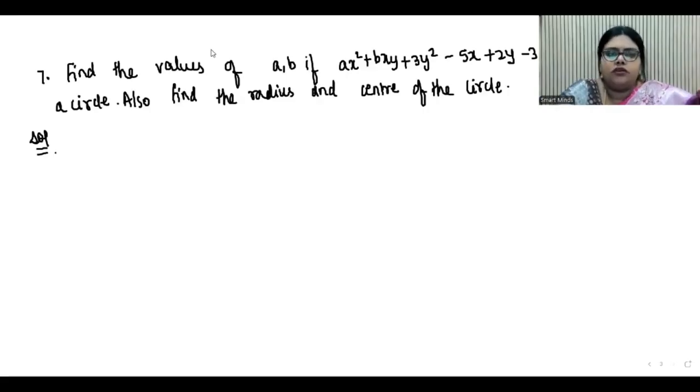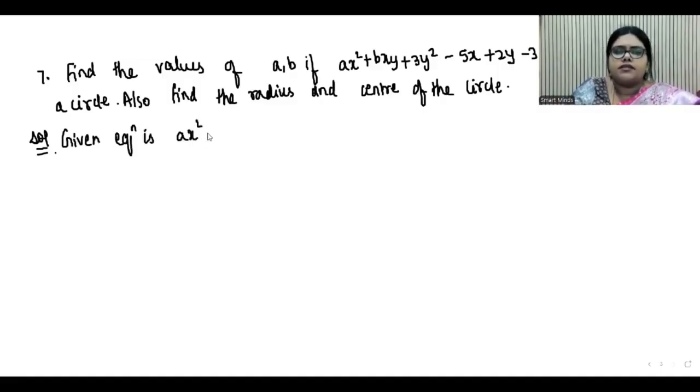Now take the next question. Question number 7. Find the values of a, b if ax square plus bxy plus 3y square minus 5x plus 2y minus 3 equals 0 represents a circle, also find the center and radius of the circle. So first let us write what is the given equation. Given equation is ax square plus bxy plus 3y square minus 5x plus 2y minus 3 is equal to 0.